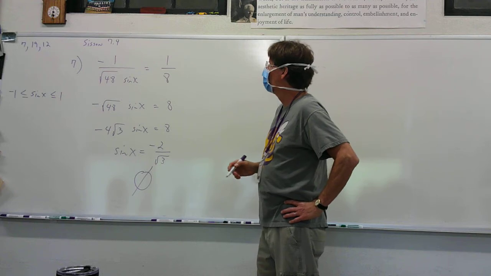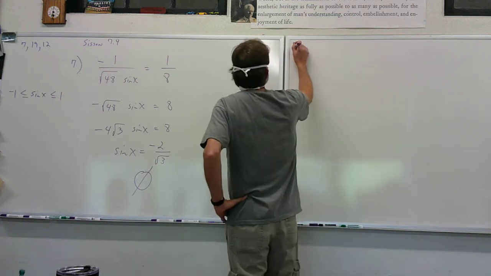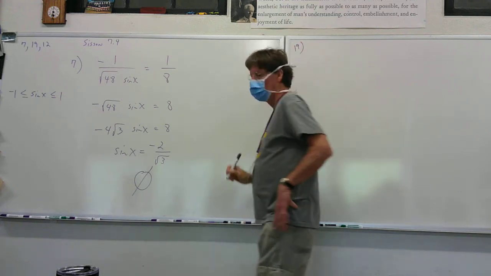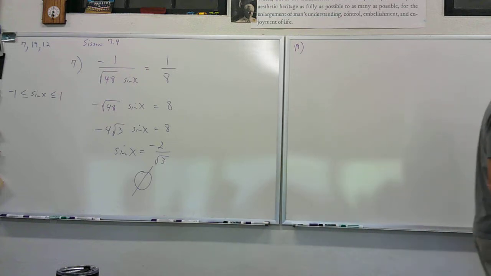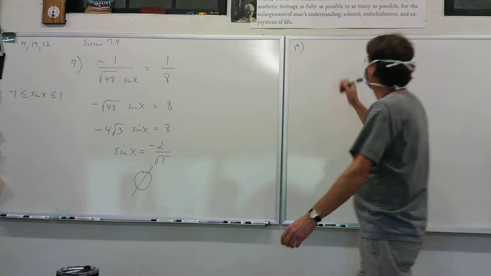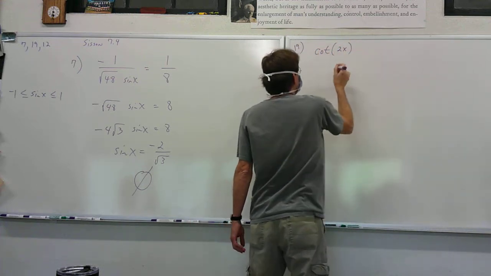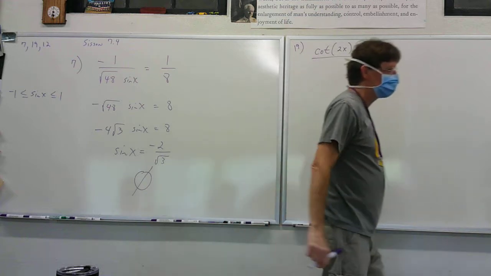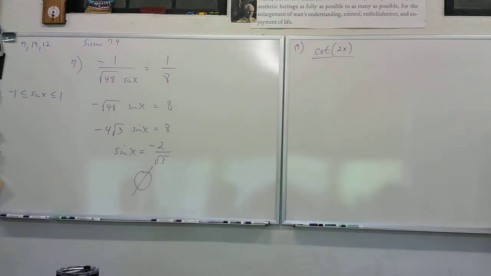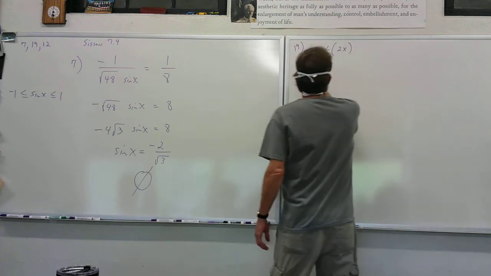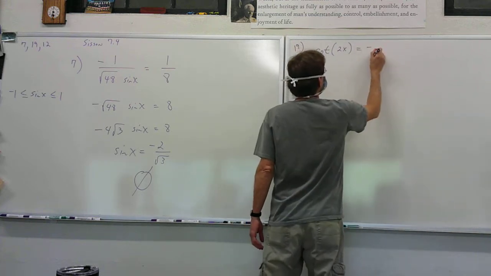Okay? Number 19. Cotangent 2x. Good. This is one of the ones with the 2x. I'm going to put the 2x in parentheses. It just helps me see it. Cotangent 2x over the square root of 3. Is everybody okay if I go ahead and just multiply the other side by square root of 3 and put negative square root of 3 equals negative square root of 3?